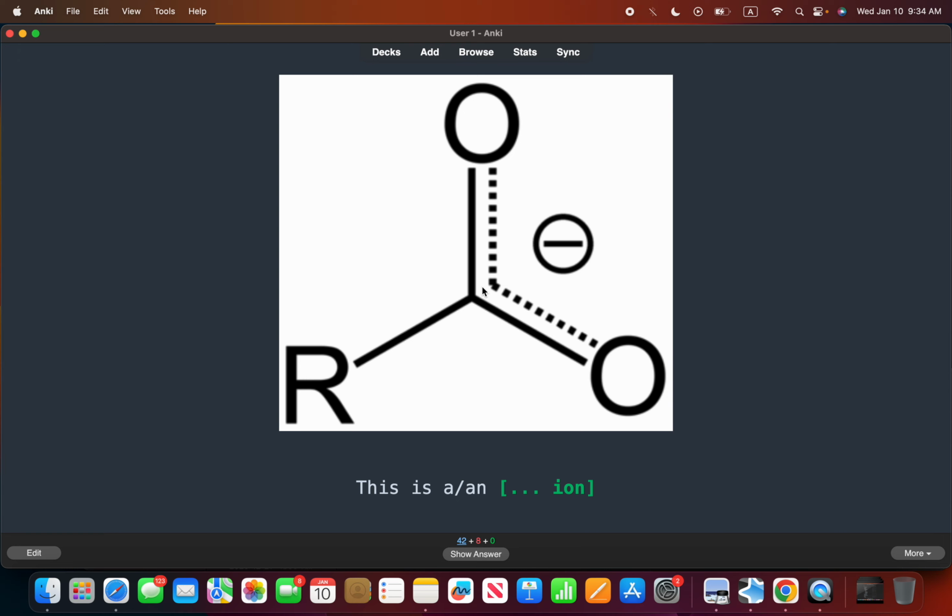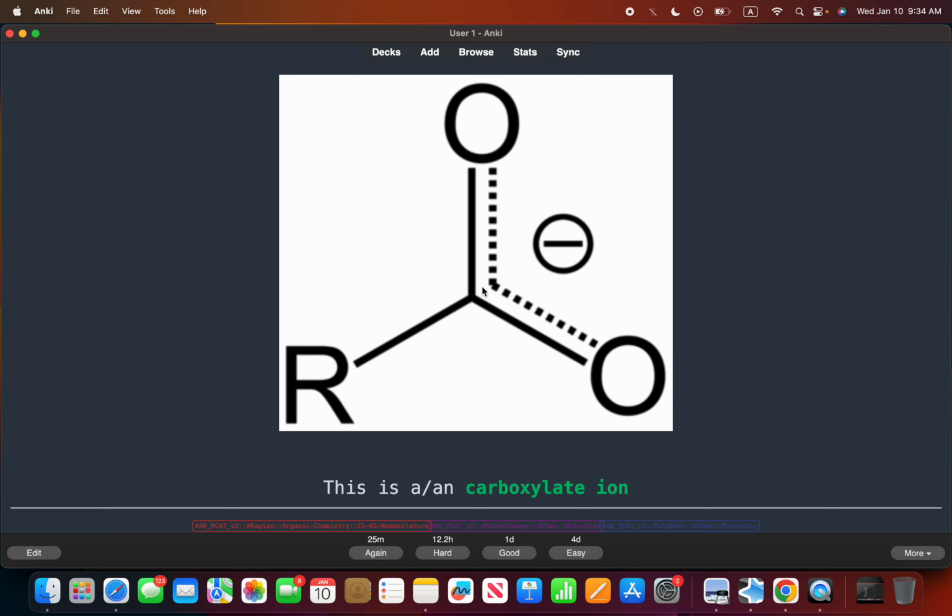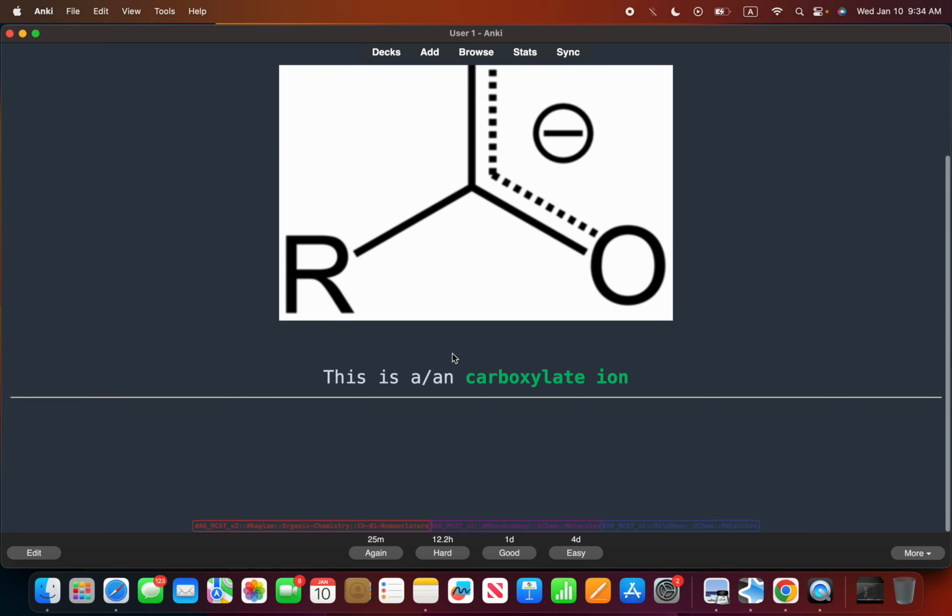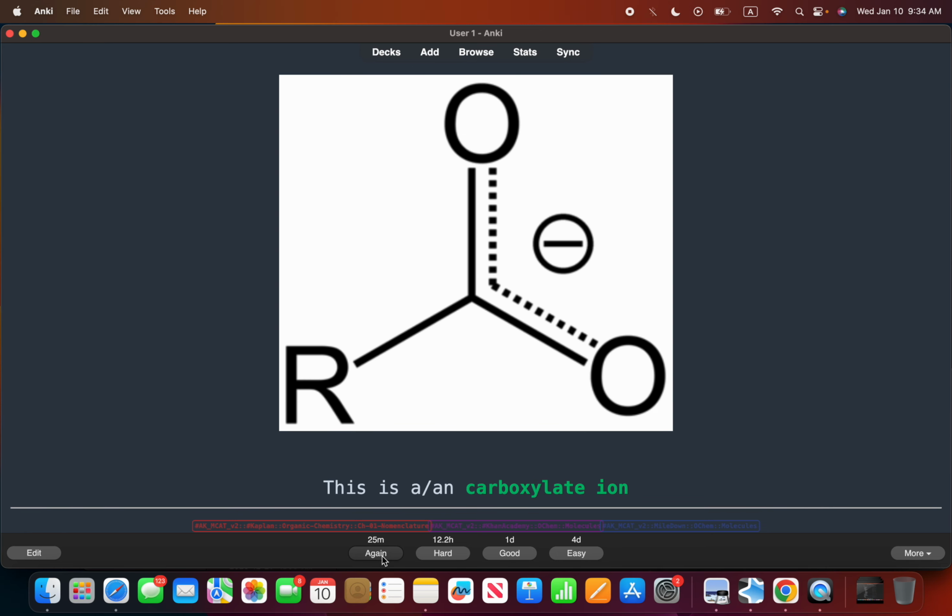This is what ion? Carboxylate ion. Okay, because of the double bond and the H. So it's negative because it has one more electron to form the double bond. It got rid of the hydrogen and it's negative.